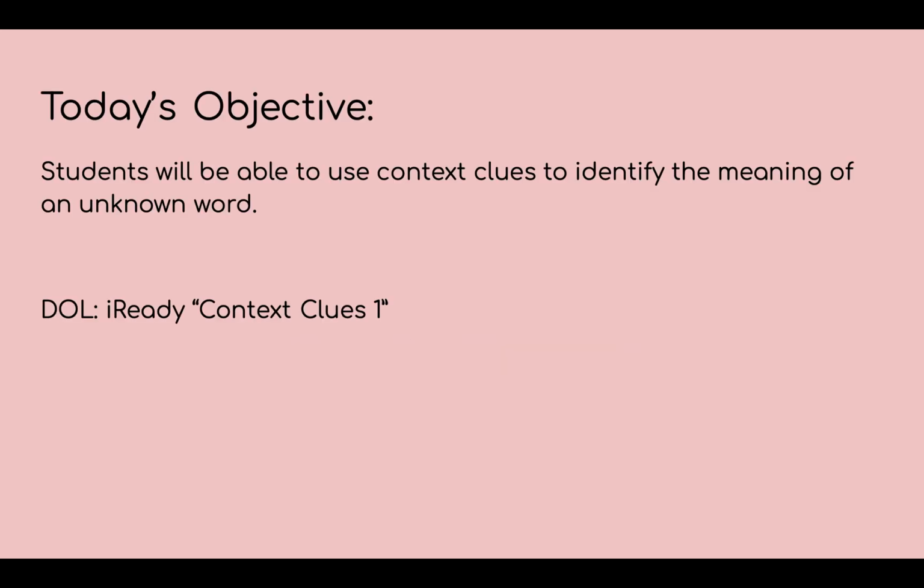Today's objective: students will be able to use context clues to identify the meaning of an unknown word. When we read stories, whether they're fiction, nonfiction, no matter what genre, we are going to run into words we have never seen before. We might be able to sound them out, but we may not know what it means. So we have to use context clues in order to determine the meaning of these words.